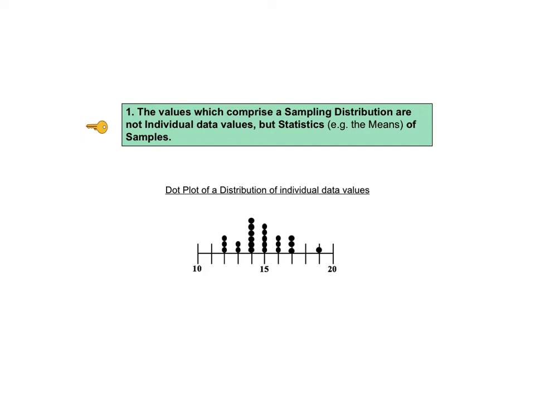KTU number 1 says, the values which comprise a sampling distribution are not individual data values, but are statistics. For example, the means of samples. We are all familiar with probability distributions of data values, for example, the normal and binomial distributions. If we have a small data set, we can portray its distribution with a dot plot like this one. Here, each dot represents one data value. We see that there are 3 data points with a value of x equals 12, 2 with a value of x equals 13, 6 with a value of 14, and so on.